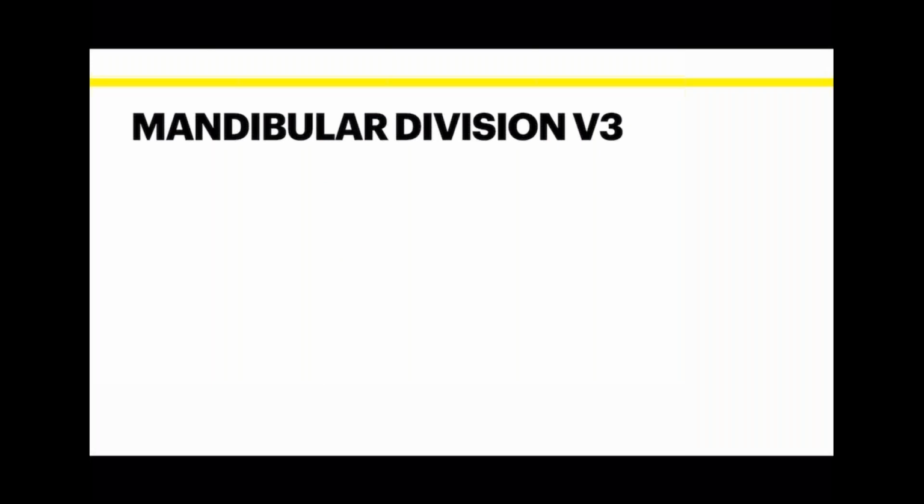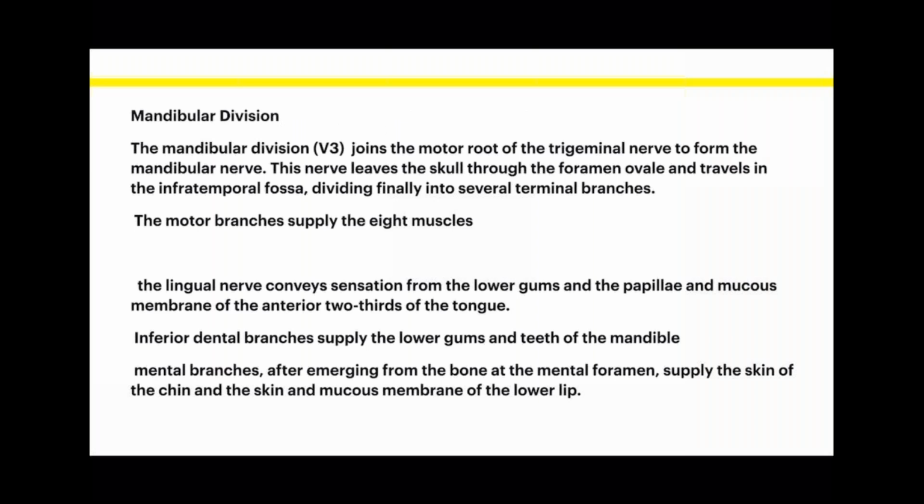Then the last part, the mandibular. As we mentioned, the mandibular joins the motor root to form the mandibular nerve, and it leaves the skull, as you remember from the previous graph, through the foramen ovale, and it travels in the infratemporal fossa, dividing finally into several terminal branches. The important branches to mention: we have the lingual nerve, which conveys the sensation from the lower gums and the papillae and mucous membrane of the anterior 2/3 of the tongue, and the inferior dental branches to supply the lower gums and teeth, and the mental branches.